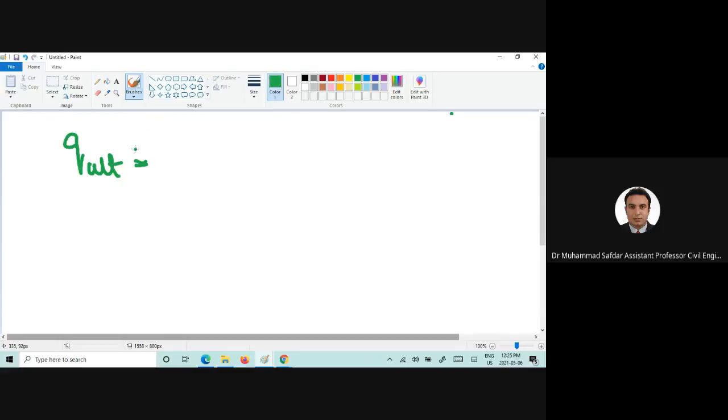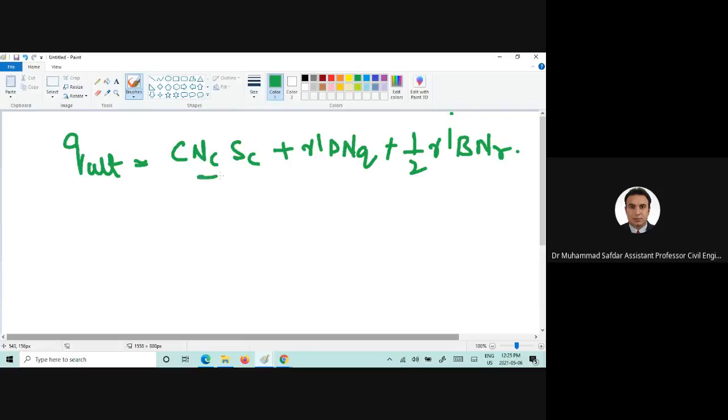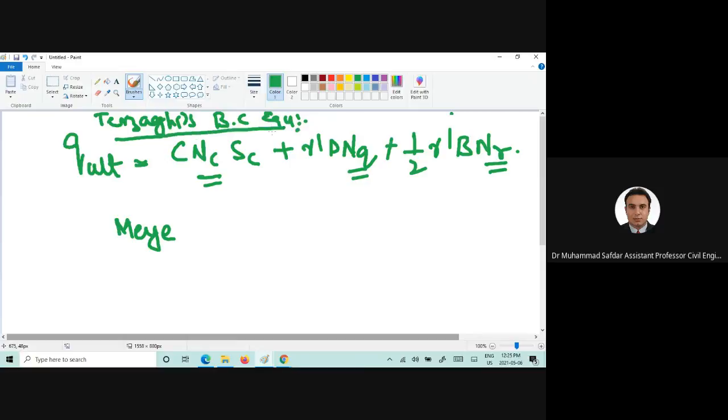For finding the ultimate bearing capacity, the Terzaghi equation is C N_c plus gamma prime D N_q plus half gamma prime B N_gamma. This is Terzaghi's bearing capacity equation. Now Meyerhof's bearing capacity factors.